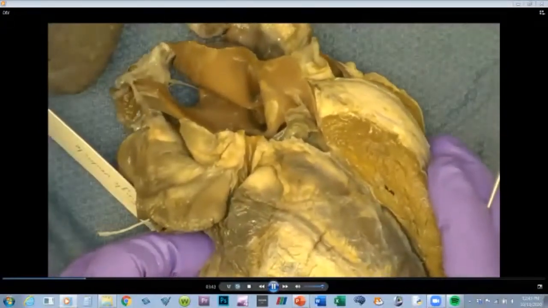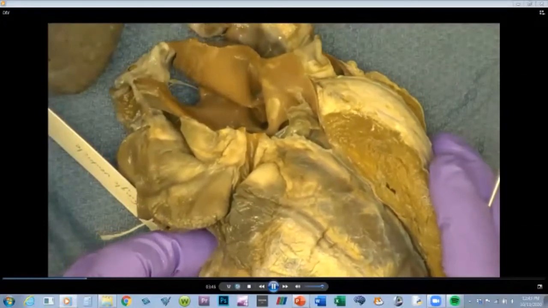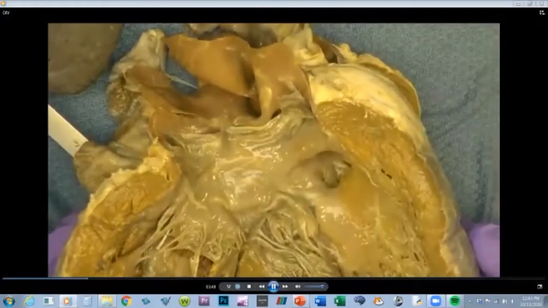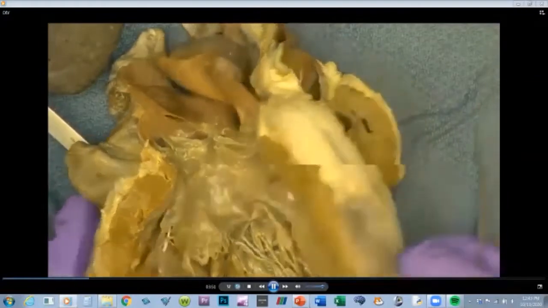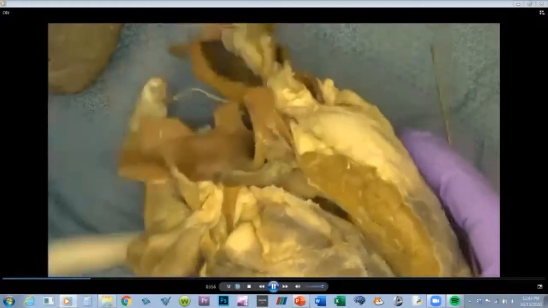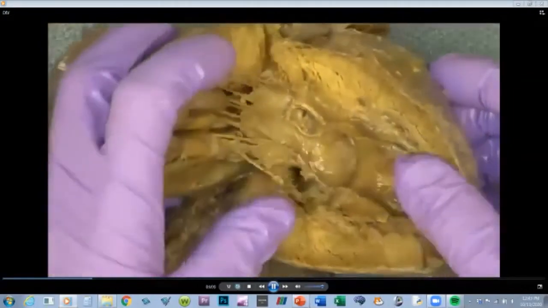This is double inlet left ventricle with transposition, SLL. And as I said, this is the most common arrangement that we see in double inlet left ventricle. Now, there are some variations on this. That one had a large outlet foramen to the aorta.